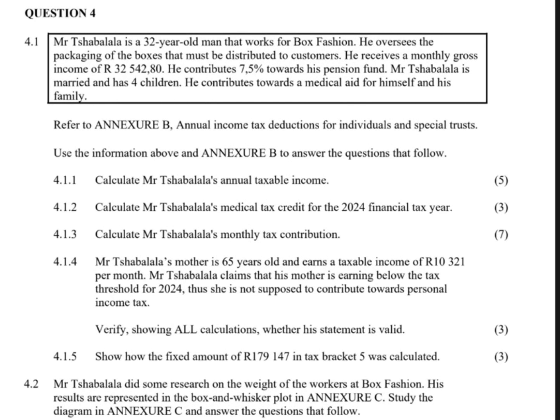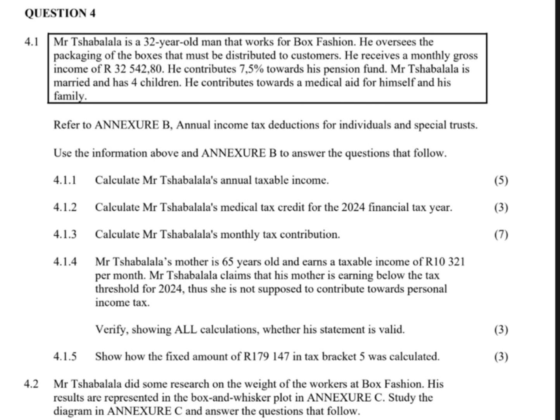He contributes 7.5% toward his pension fund. Mr. Chavalala is married and has 4 children. He contributes toward a medical aid for himself and his family. Our first question here, 4.1.1, says that we must calculate Mr. Chavalala's annual taxable income.